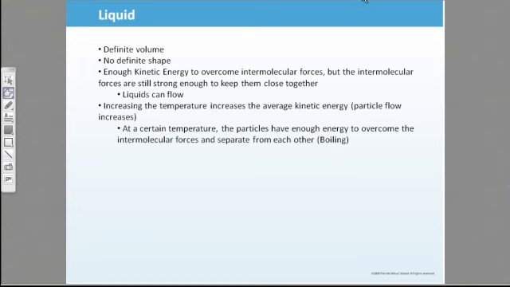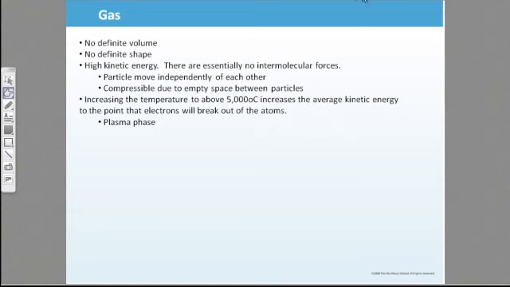So of course, when we're boiling, we are now going into the next state of matter, which is the gas. Again, no definite volume and no definite shape. Out of those three, it does have high kinetic energy. And basically, as we just mentioned, there are really no intermolecular forces at this point because they are so spread out, so far away from each other that there's no real interaction between those particles. So they do move independent of each other. They just kind of do their own thing.